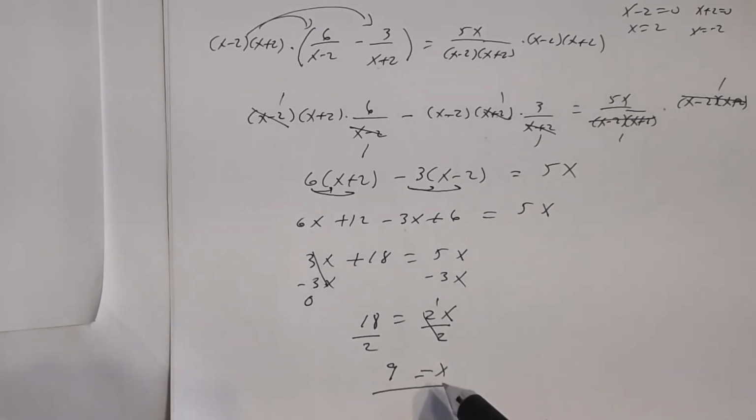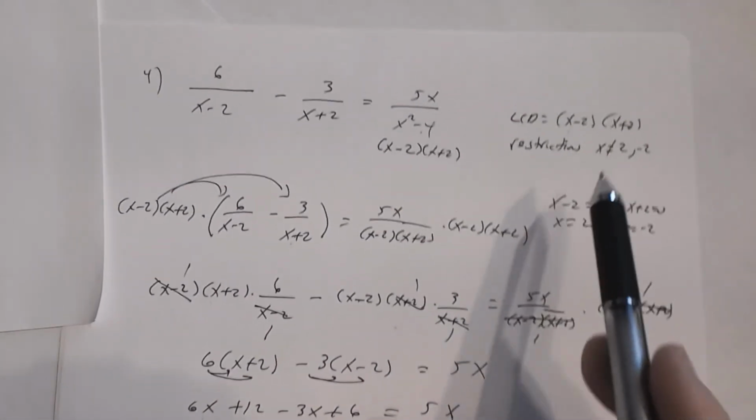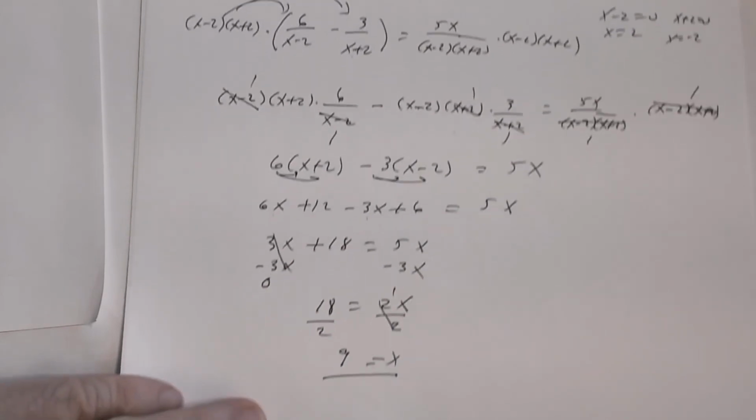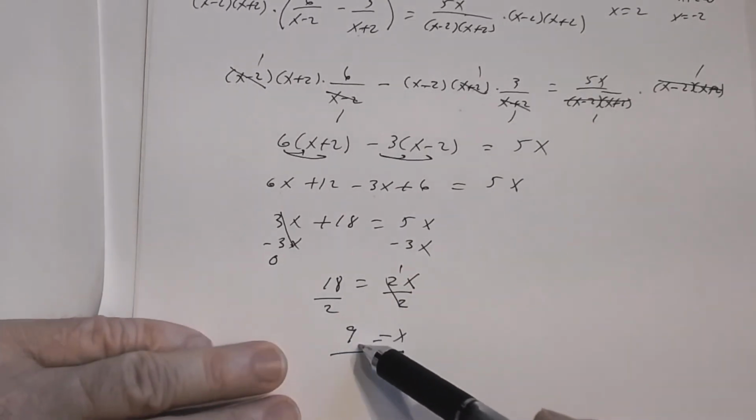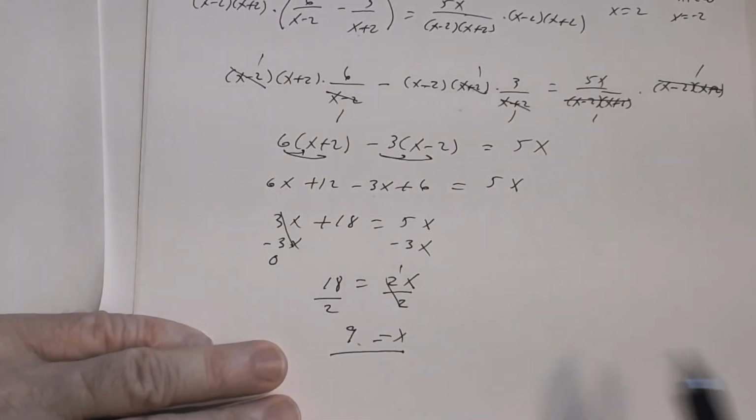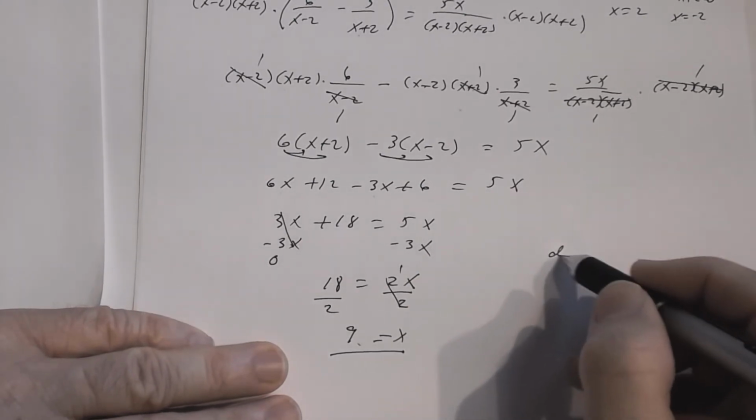And then remember, always check your restrictions. Is 9 a restriction? No. So if you did this work correctly, then 9 should be the solution. Okay, and if you check it real quick, go back to the original problem. So let's go back to the original problem.